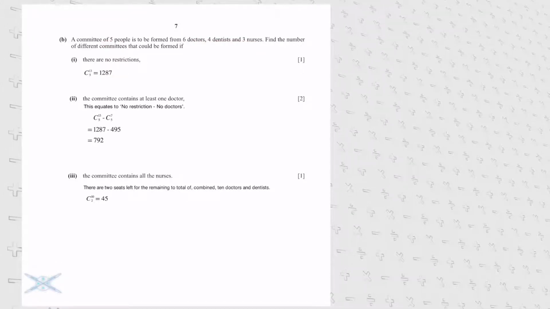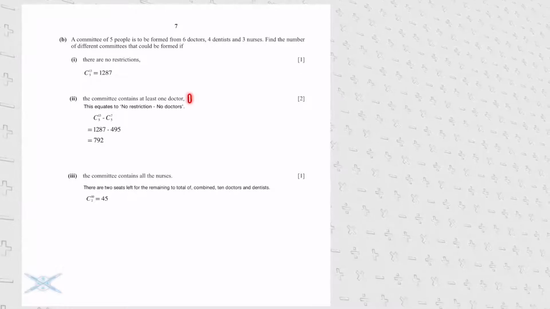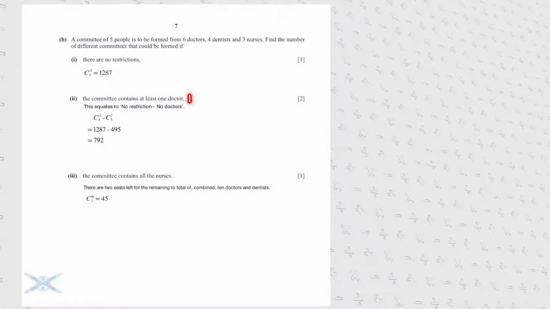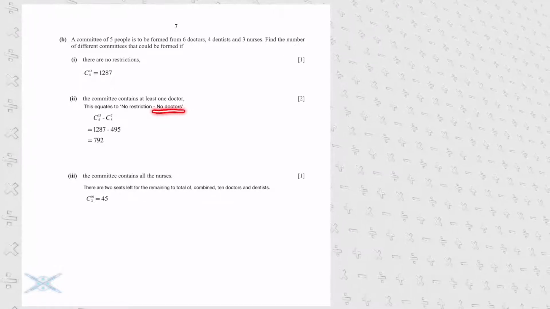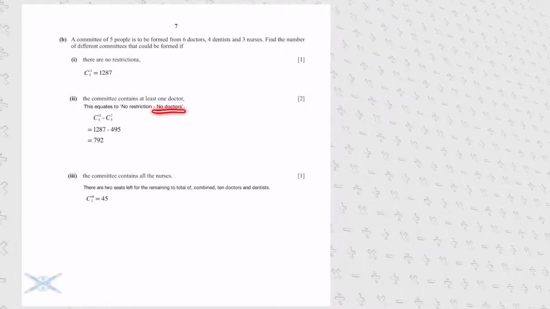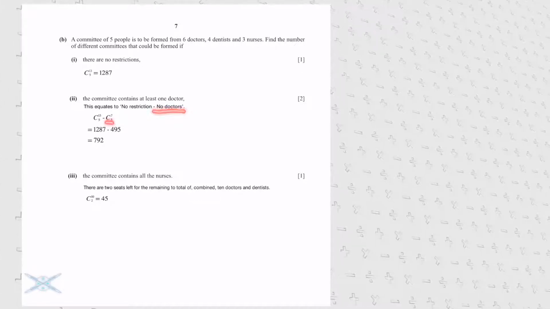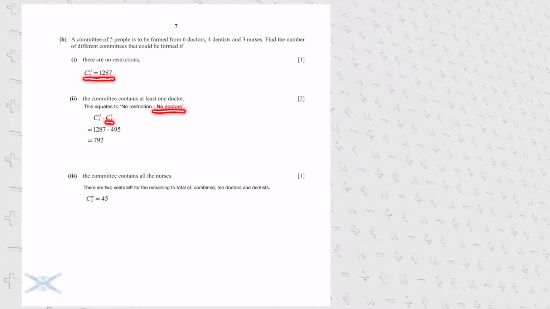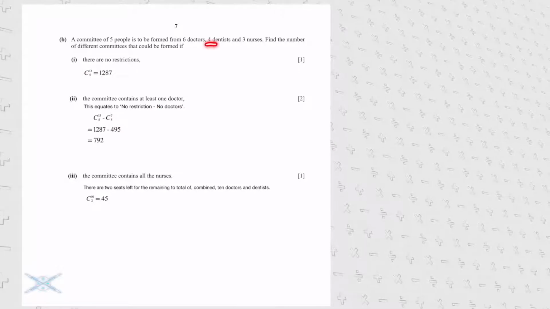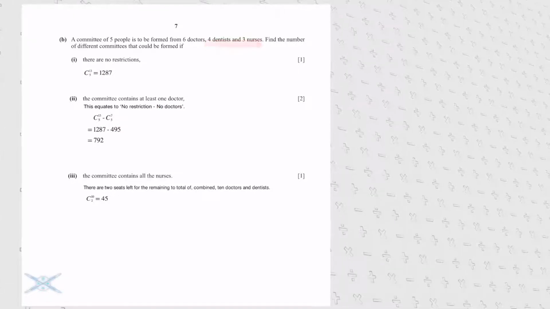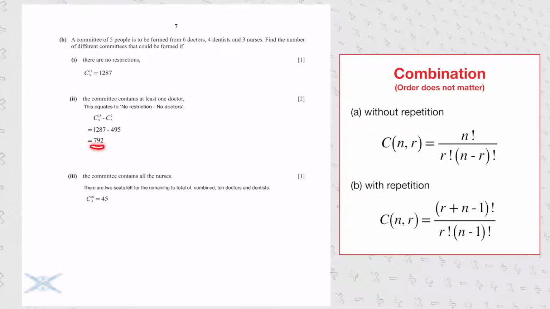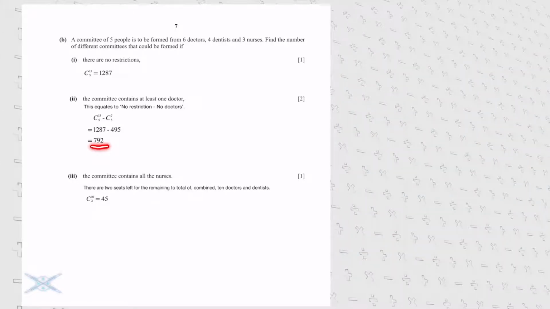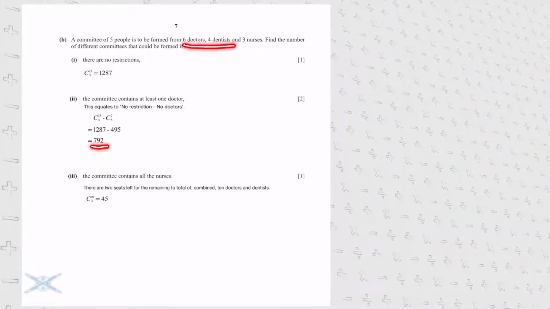In the second section of part B, it is stated that the committee contains at least 1 doctor, which means that we need to subtract all of our combinations where there are no doctors on the committee from all of the options available to form it. There are 7 persons in total who are not doctors, and after employing the previously shown formula, we should conclude that there are 792 ways to form a committee with at least 1 doctor under the given circumstances.